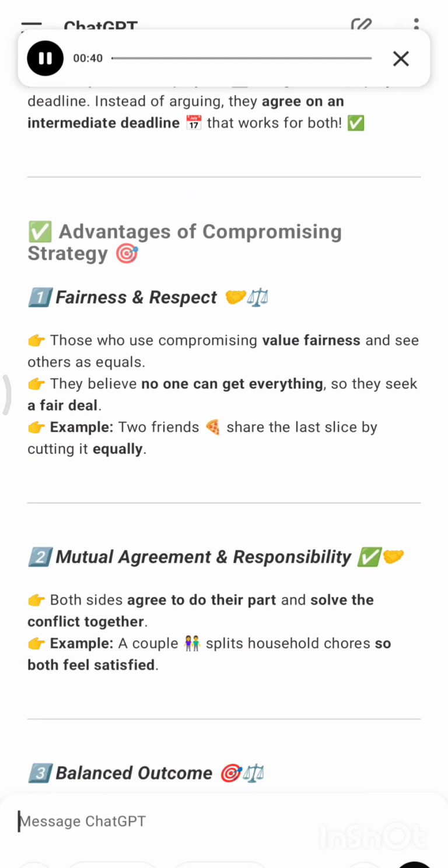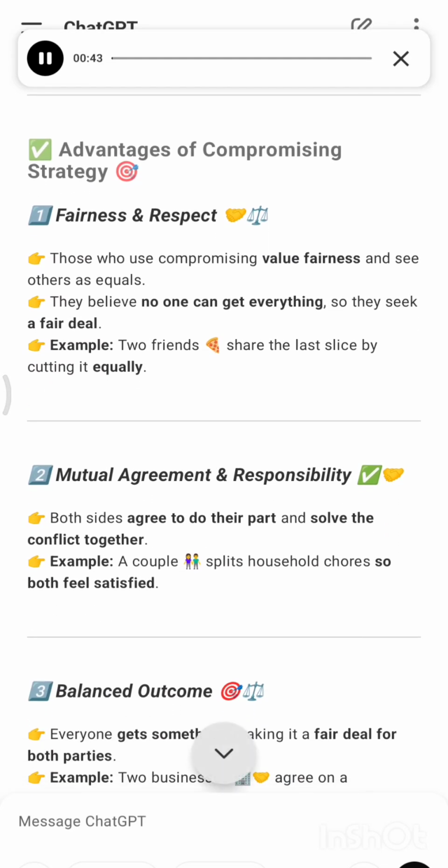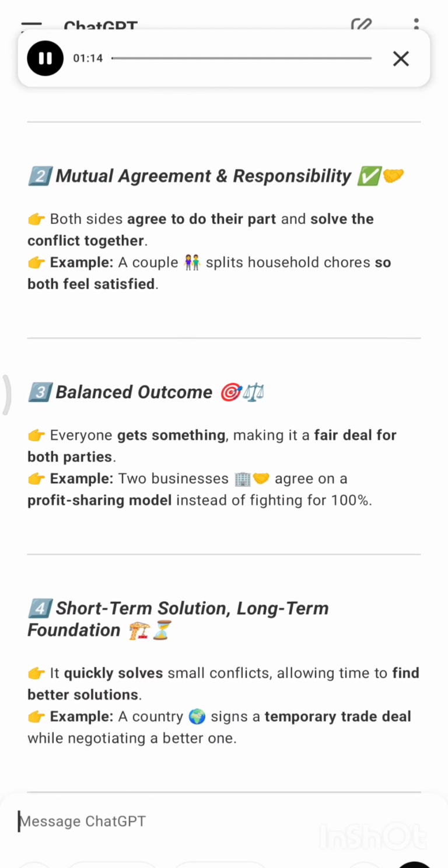Advantages of the compromising strategy. 1. Fairness and respect. Those who use compromising value fairness and see others as equals. They believe no one can get everything, so they seek a fair deal. Example: two friends share the last slice by cutting it equally. 2. Mutual agreement and responsibility. Both sides agree to do their part and solve the conflict together. Example: a couple splits household chores so both feel satisfied.